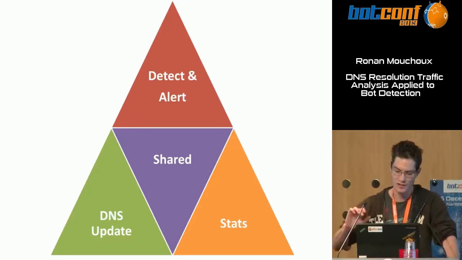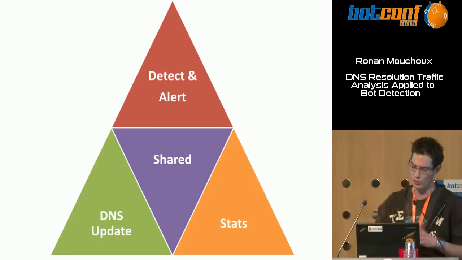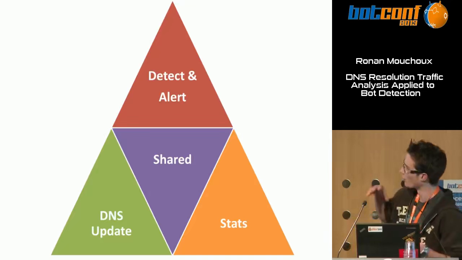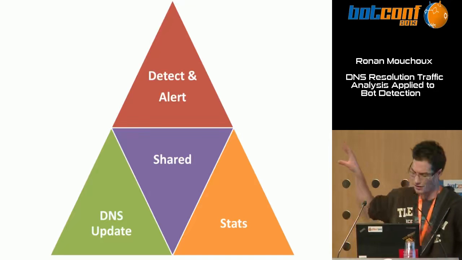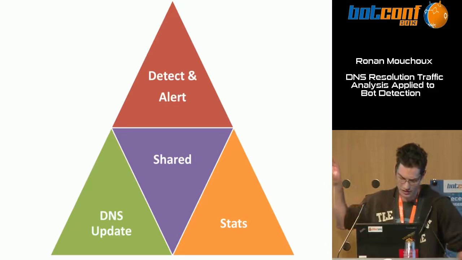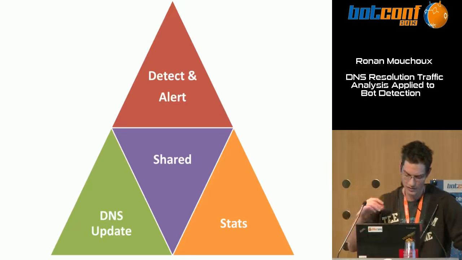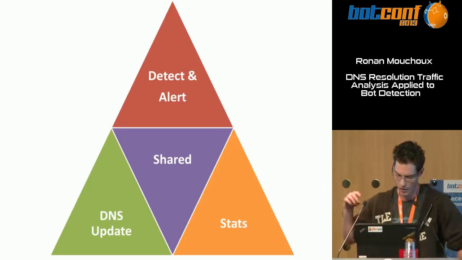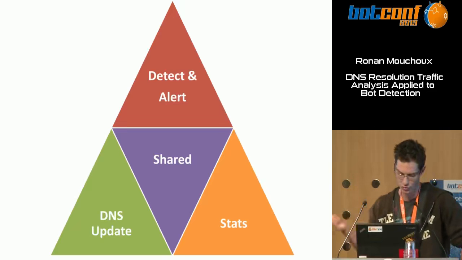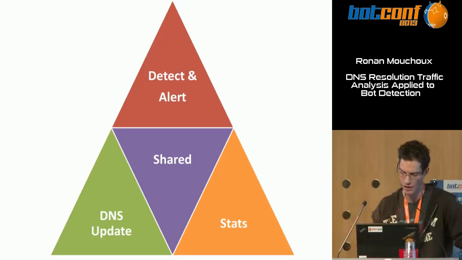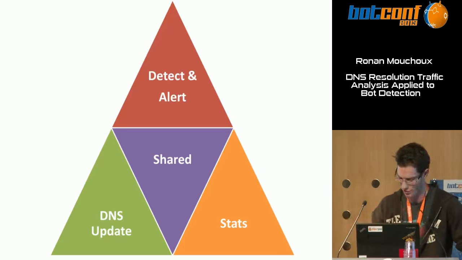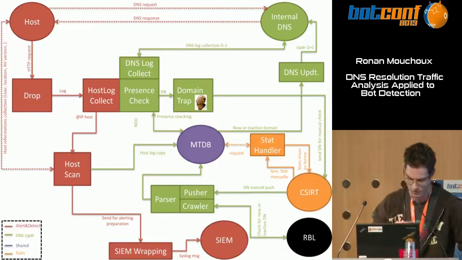So from their needs, I started to identify the functionality we need. So detect and alert functionalities, the part to update the DNS names, a module to do some statistics and intelligence, and shared functionality shared between the 3 other parts. And we came up with this graphic.